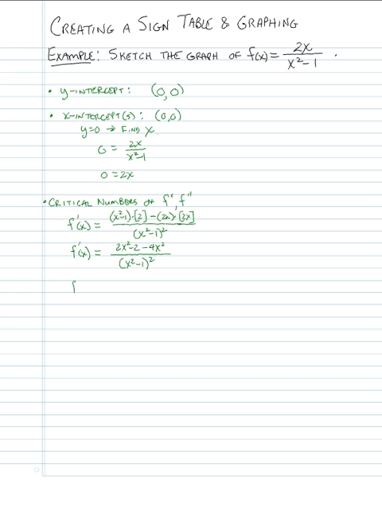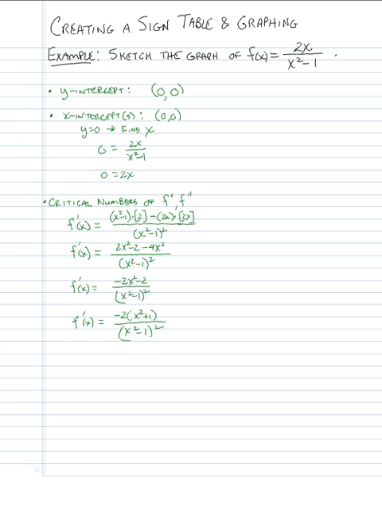Now, in the numerator, we'll end up with negative 2x squared minus 2, and that's all divided by x squared minus 1 being squared. And I don't know that it's of any great value to us, but certainly we could factor that numerator. That is, we could factor out a negative 2, and we'd have negative 2 times x squared plus 1 divided by x squared minus 1, the quantity squared.